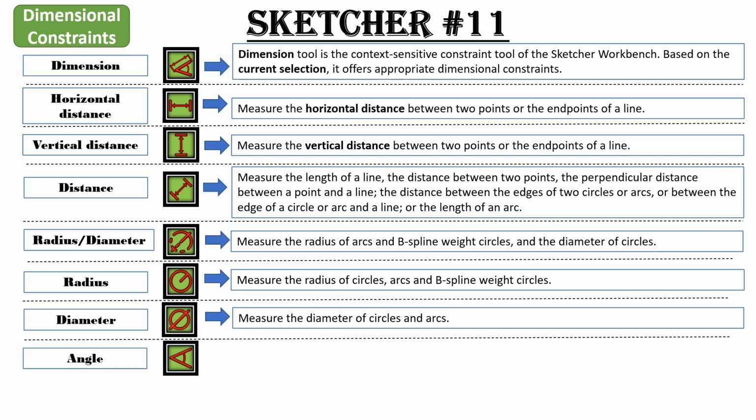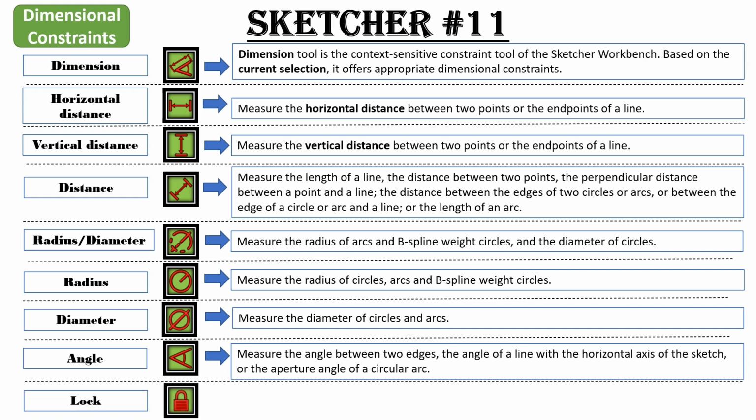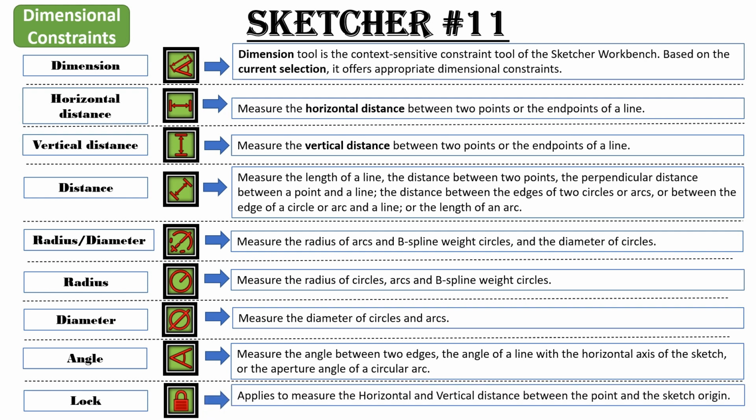The angle dimension tool measures the angle between two edges, the angle of a line with the horizontal axis of the sketch, or the aperture angle of a circular arc. The last dimension tool is lock. It is used to measure the horizontal and vertical distance between the point and the sketch origin.